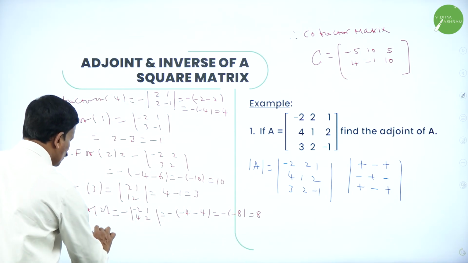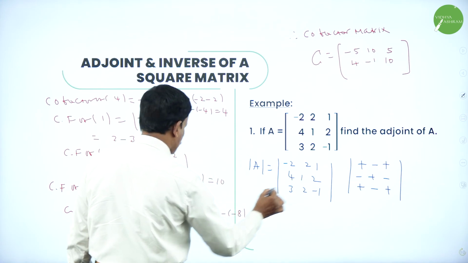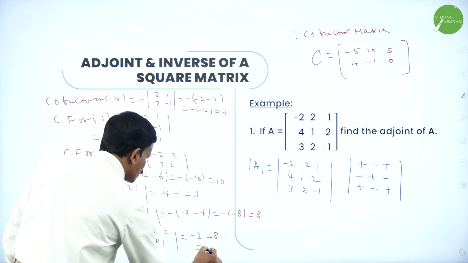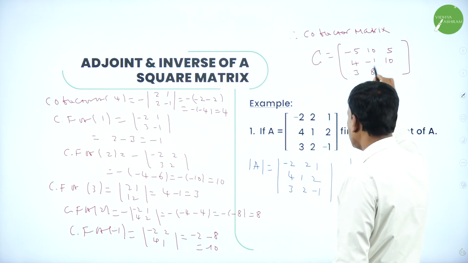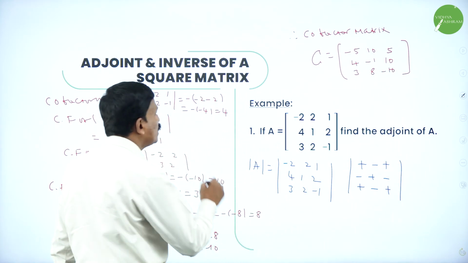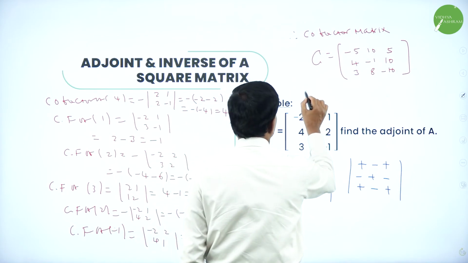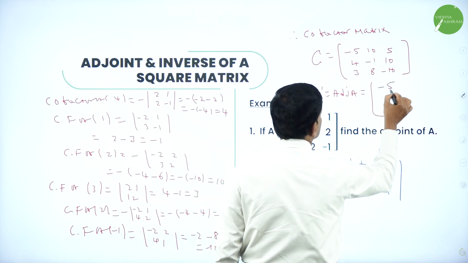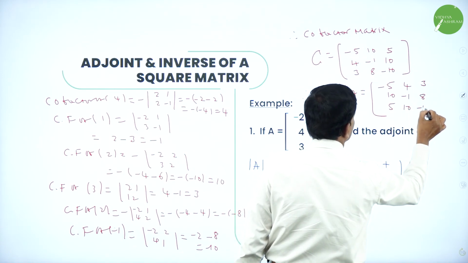And the last element, the cofactor of minus 1 is equal to, this row and column is gone, minus 2, 2, 4, 1, so minus 2, minus 8, that's equal to minus 10. So, I'll write the cofactors of the last row: 3, 8 and minus 10. Therefore, the cofactor matrix is minus 5, 10, 5, 4, minus 1, 10, 3, 8 and minus 10. If you transpose this, C dash is nothing but the adjoint of A. The adjoint of A is minus 5, 10, 5, 4, minus 1, 10, 3, 8 and minus 10.